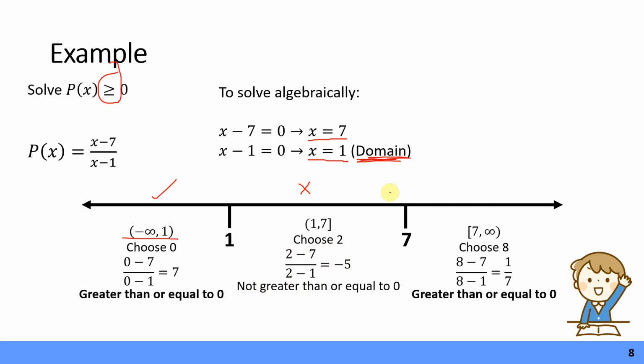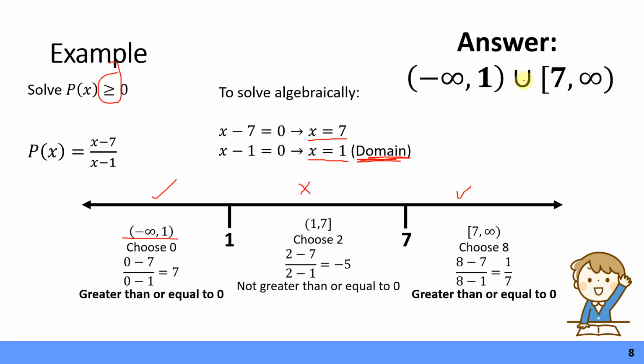The next interval is going to be from 7 to infinity. I chose 8, substituted into the problem. I got 1 over 7. I really don't care. I just care about the sign. Since it's positive, it is greater than or equal to 0. So that's one of my answers. And then just as a reminder, when you have multiple answers, you unite them with a little U in the middle. Okay, so there you go.